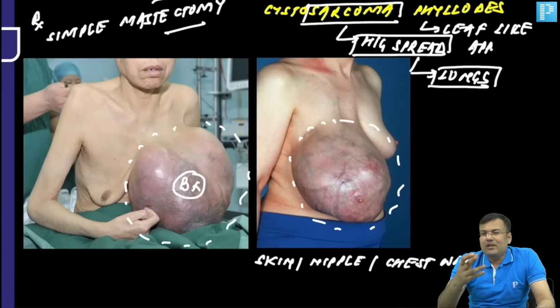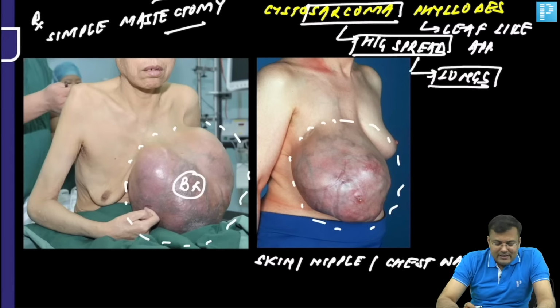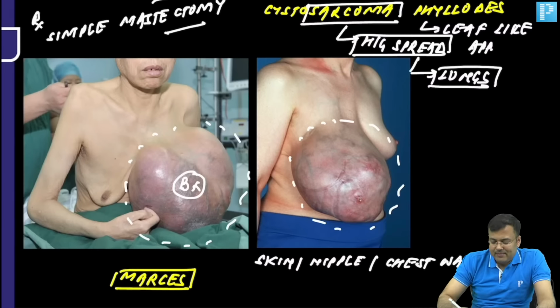Got it? So, can you tell me what are those sarcomas in which there is lymphatic spread also? Guys, tell me which sarcomas have lymphatic spread, and it's very easy to remember. Yes, the mnemonic is MARSES. These are the sarcomas which have lymphatic spread. Easy to remember. First, M, malignant fibrous histiocytoma. Second, A, that is angiosarcoma.